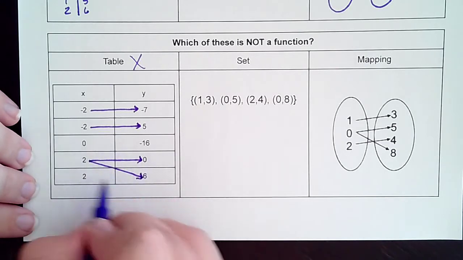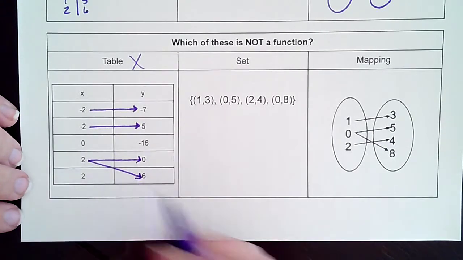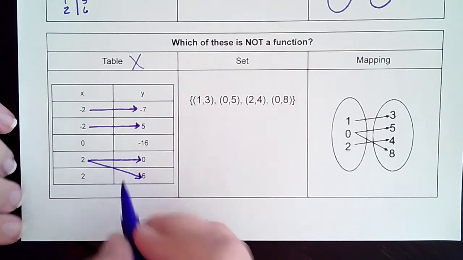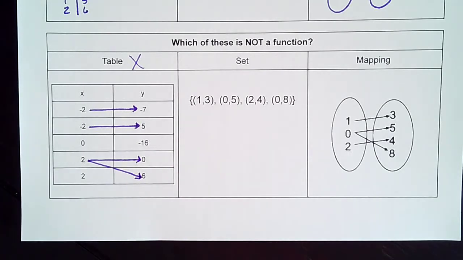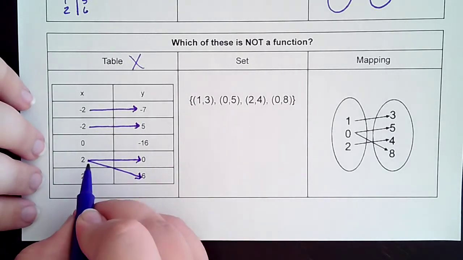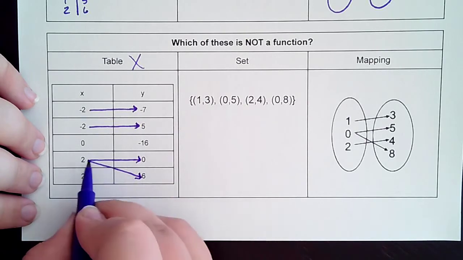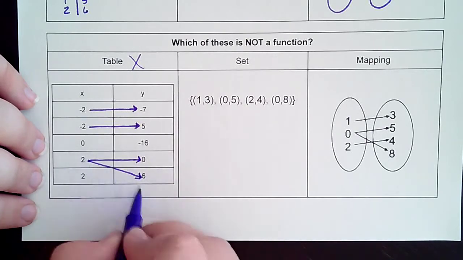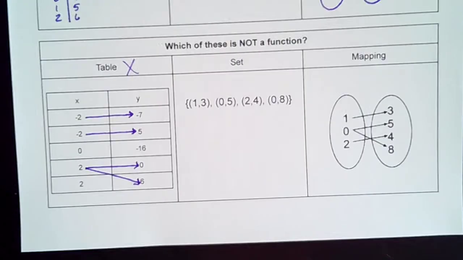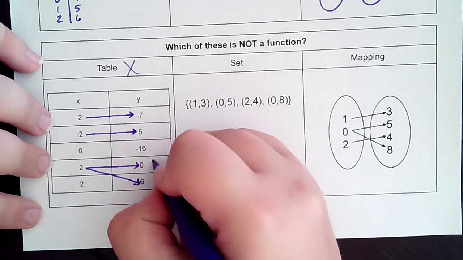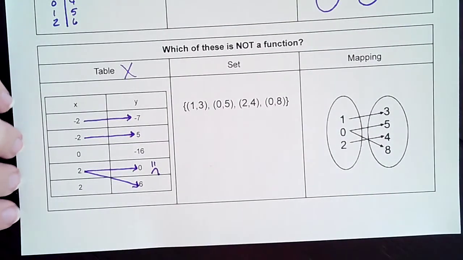This is the shape of arrows that we do not want when we're looking for functions. We don't want one number in the x column to go to two different numbers in the y. We don't like that. This is sad face.